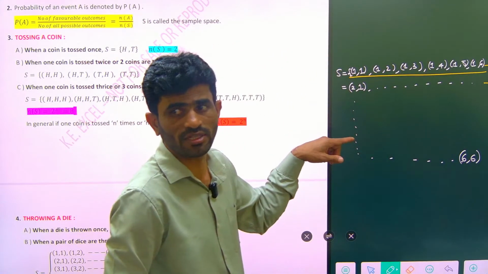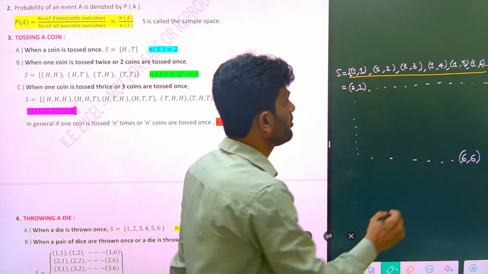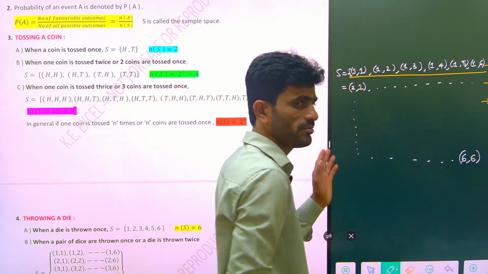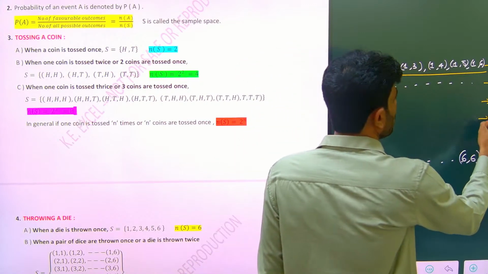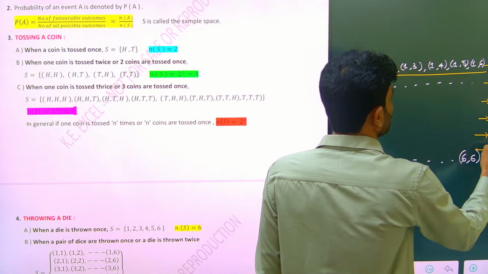Again, when you start with 3, how many will come? 6, because (3,1), (3,2), and so on. How many will come? 6 will come. Next 3. Next 6. Next, total how many?